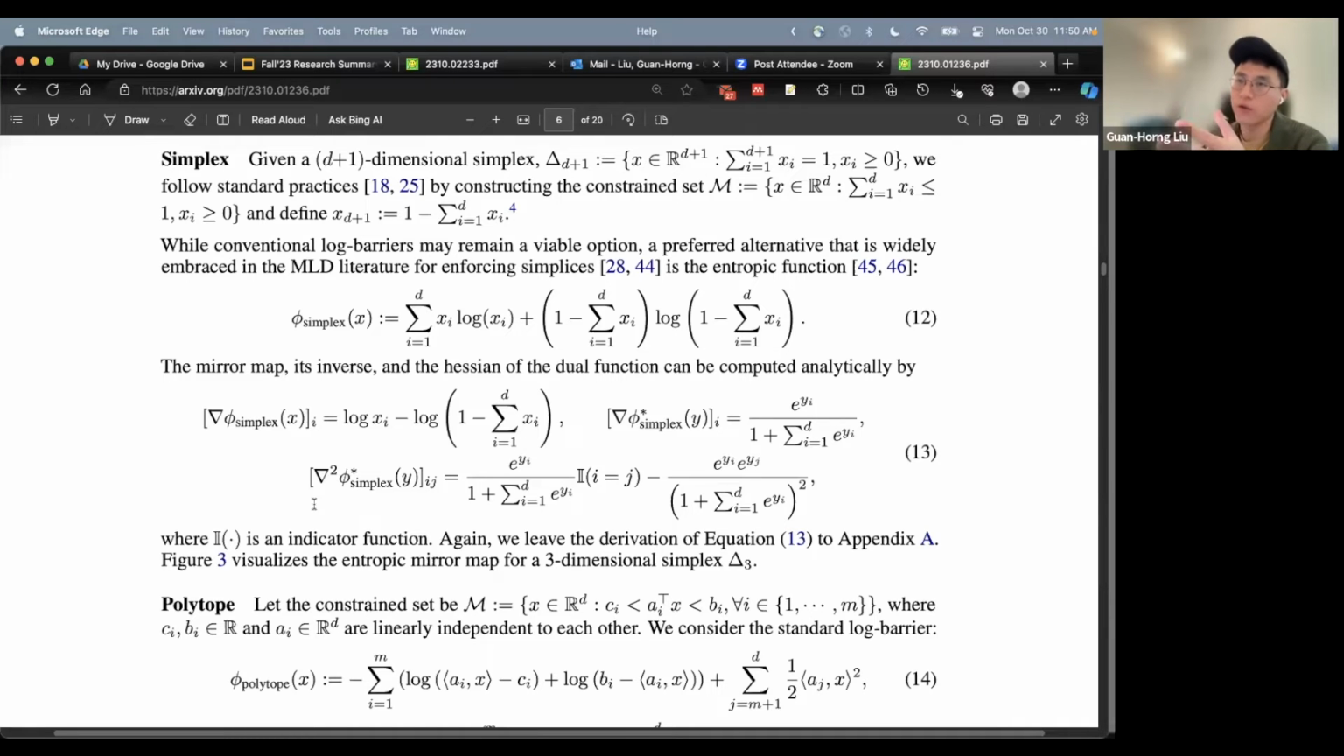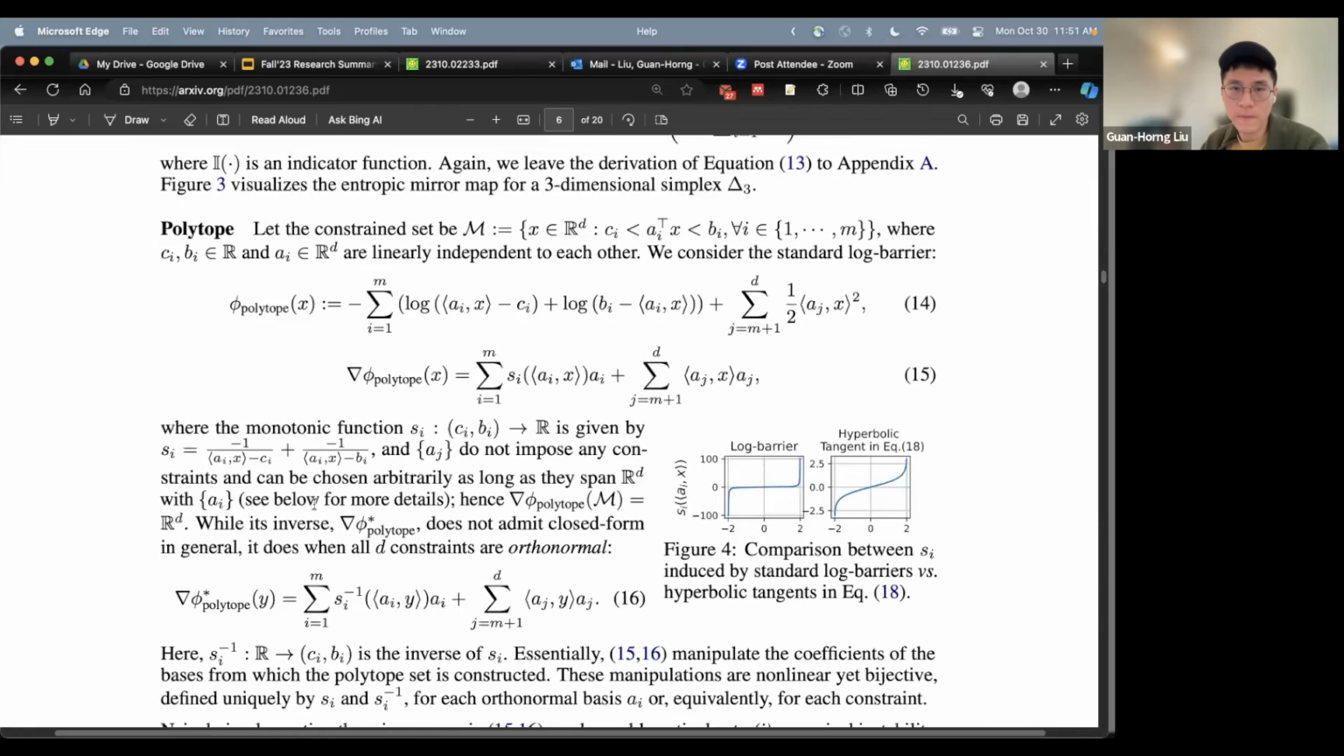There is very rich analysis in those areas for how the inverse and the standard mirror map can be constructed, and also the Hessian, which are given in equation 13. I mean that's pretty much it. And the thing that I think is more interesting is the polytope.